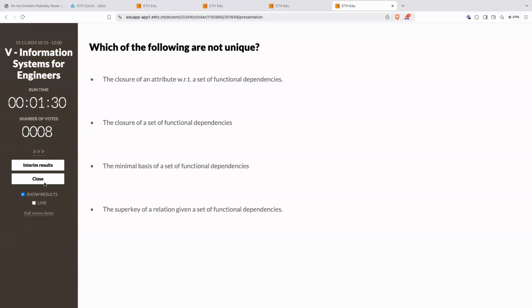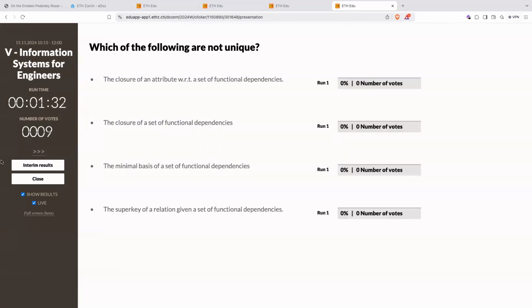First, we do have two majority answers. And these two are not unique. The closure of an attribute with respect to a set of functional dependencies, and also the closure of a set of functional dependencies.